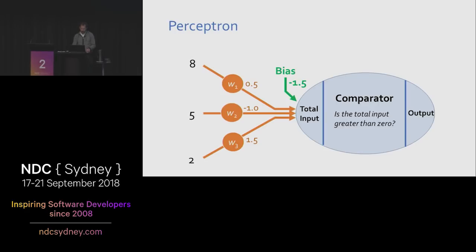So let's run some numbers through that and see what we get. Imagine we have an 8, 5, and a 2. If we run that through, we do the multiplication, the inputs times the weights, we add in the bias, and we can see there we get 0.5, which is greater than 0, therefore this would output a 1. Right, that's pretty much as simple as it gets for a perceptron.